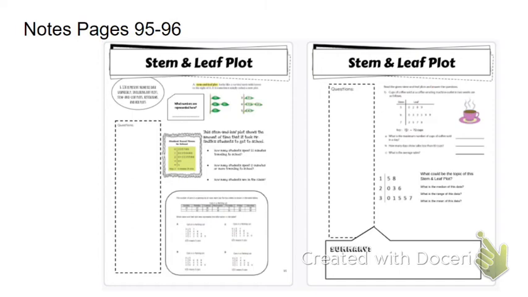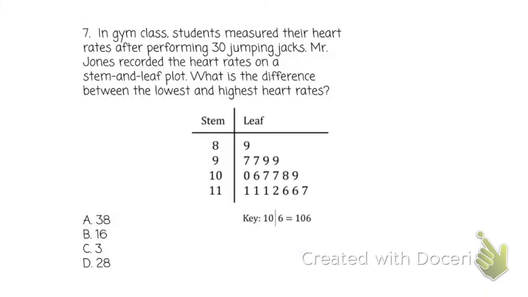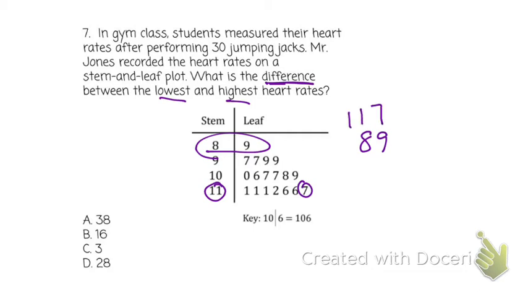All right, the next one. Page 95 and 96 is where you find stem and leaf plots in your notebook. All right, in gym class, students measured their heart rates after performing 30 jumping jacks. Mr. Jones recorded the heart rates on their stem and leaf plots. So we want to know the difference, that means subtract, between the lowest and highest. So this number right here represents 89, and this number here represents 117. So we're going to subtract those.